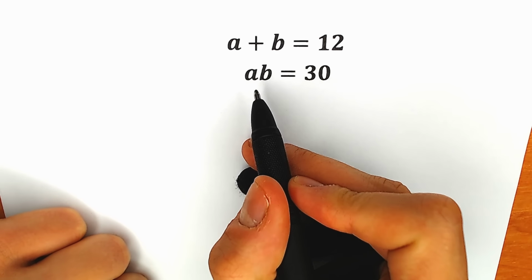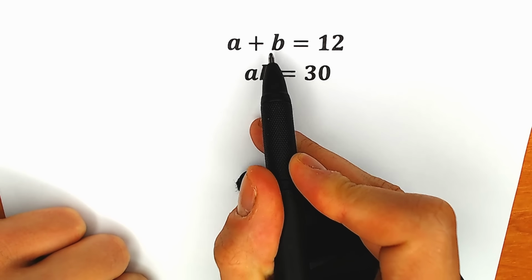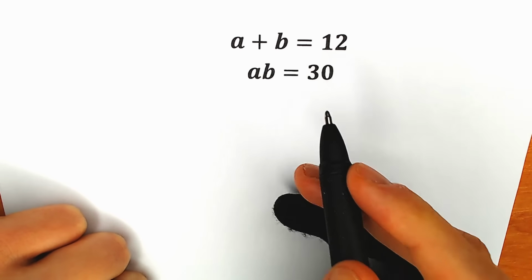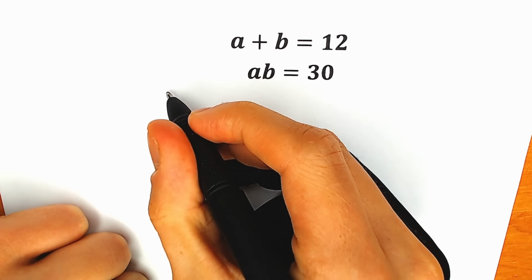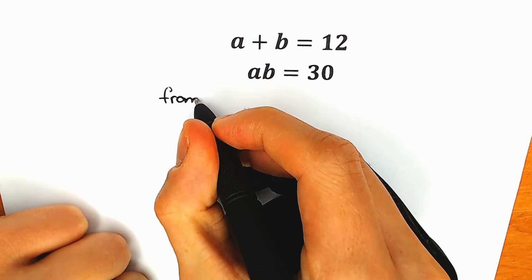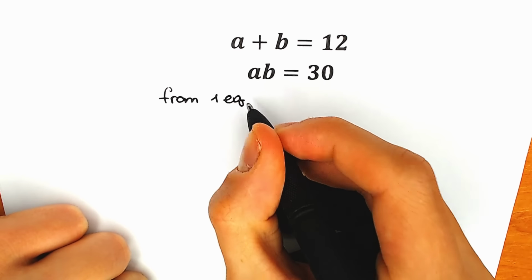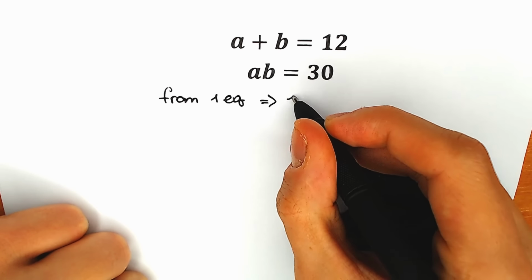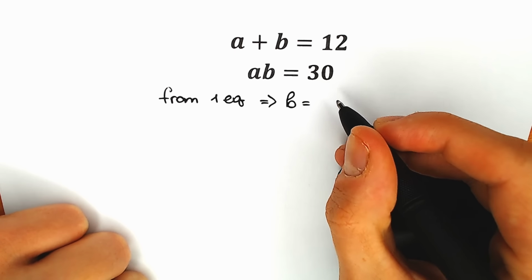First of all, we have two equations, and my quick recommendation is to express b from the first equation. Okay, let's do it. This is our first step. From the first equation, we can express b. So b equals 12 minus a.